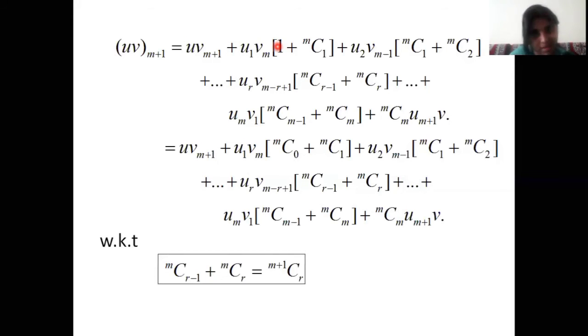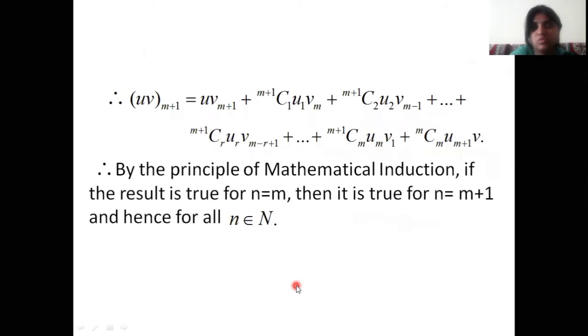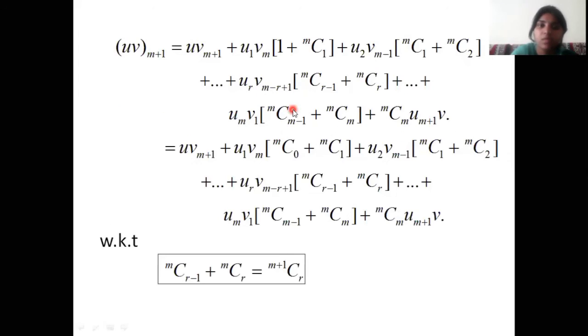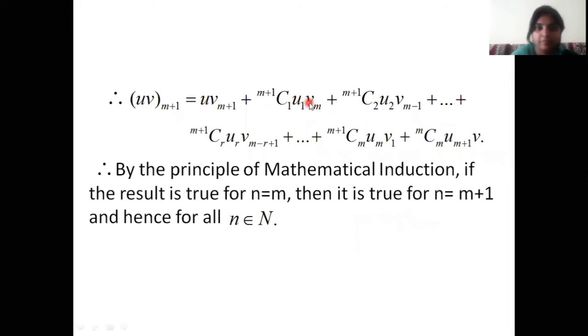In the numerator we will have m factorial, and in the denominator also m factorial. That is nothing but 1. So I am replacing this 1 by mC0, so that I can use this formula for this term also. So mC0 plus mC1, using this formula, will be m plus 1C1. So here I have written m plus 1C1 into u1 vm.